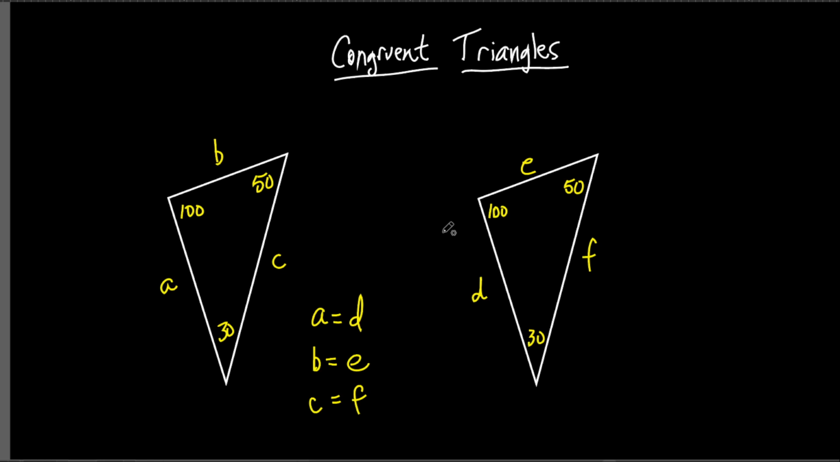But that's 6 different things that we have to know. We actually don't have to know all 6 things in order to say that they're congruent triangles.